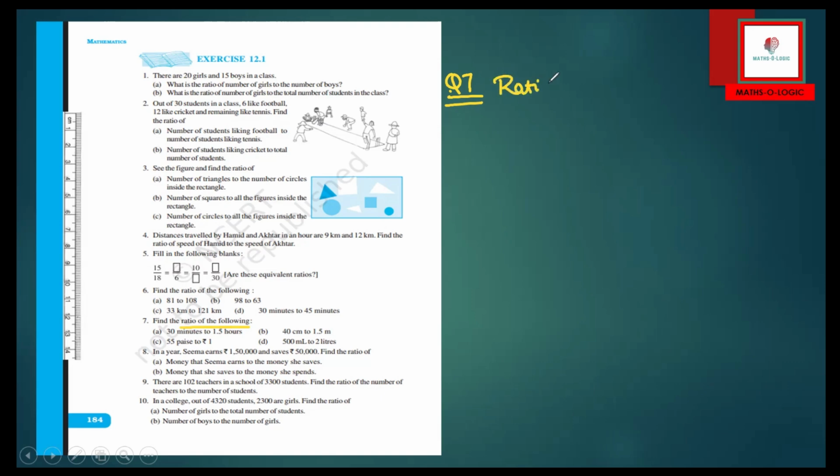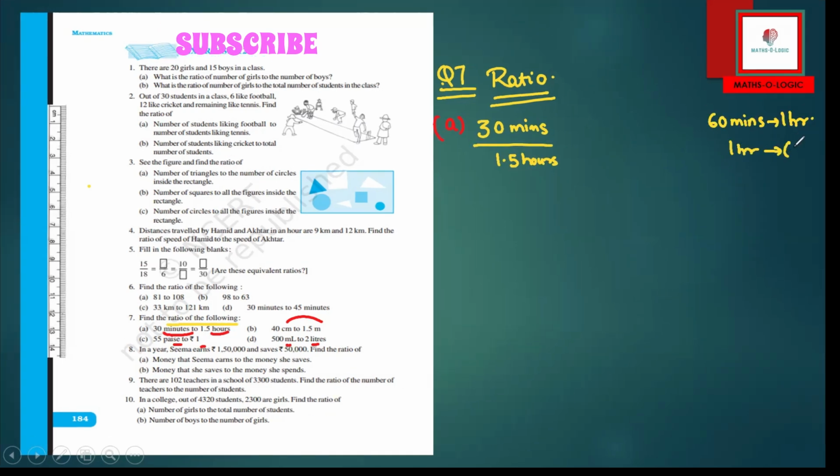So ratio we have to find, but in this question, you will see most of the questions, in most of the parts, the units are different. Minutes, hours, centimeter to meter, ml to liters, and paisa to rupee. So now we have to convert this in a same unit. So first question, it says 30 minutes to 1.5 hours. 1 hour में 60 minutes. ठीक है, so 1.5 hour में कितने minutes बनेंगे? So this is 60 and half is 30, so 90 minutes.